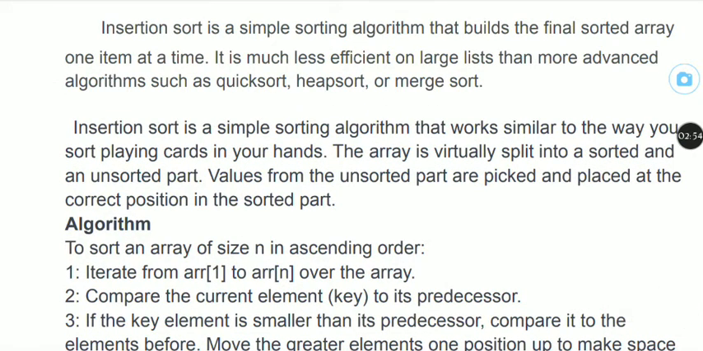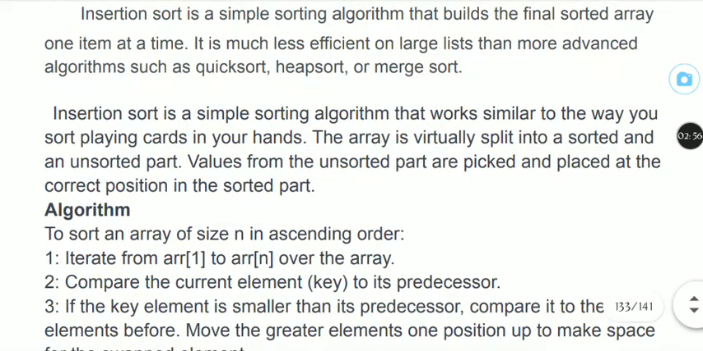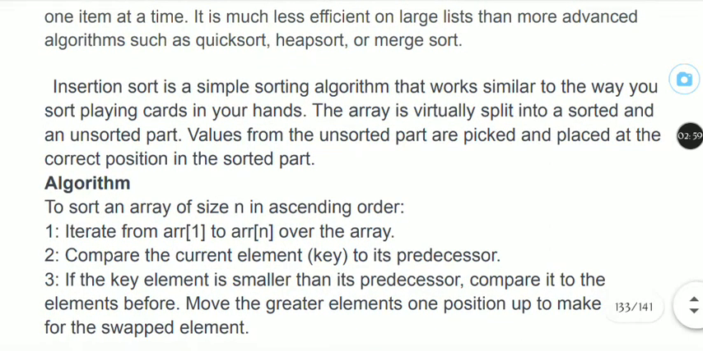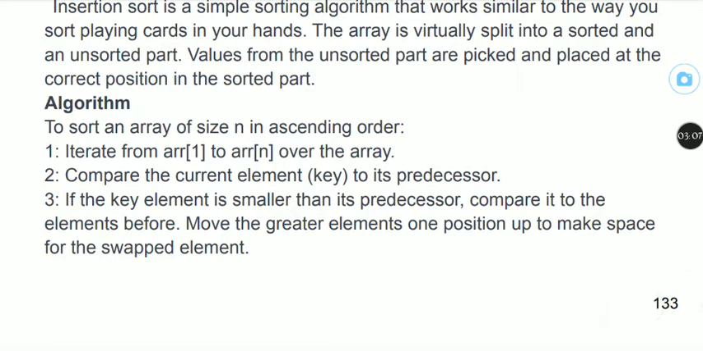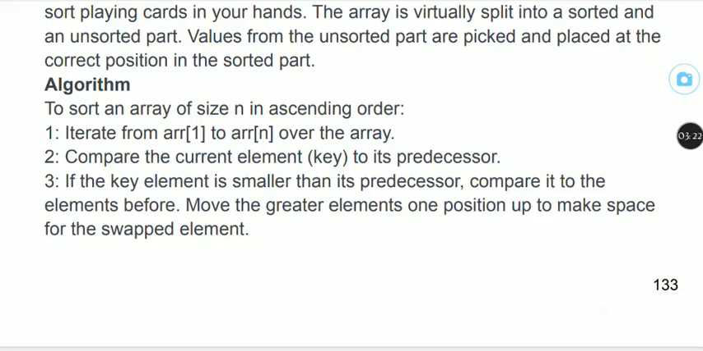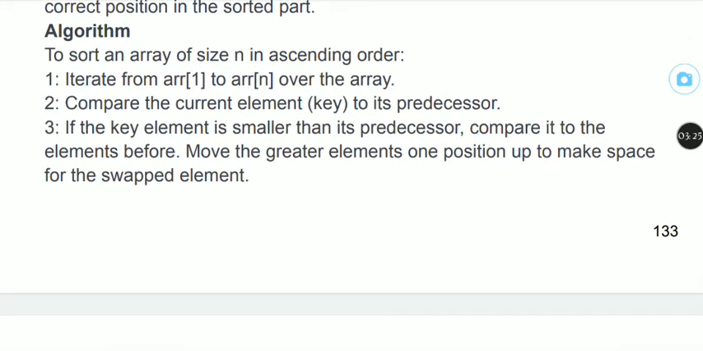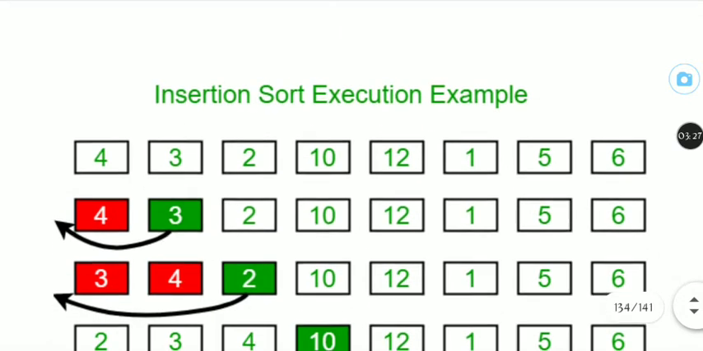Insertion sort is a simple sorting algorithm that works similar to the way you sort playing cards in your hand. The algorithm of insertion sorting is to iterate from the first element of the array to the n-th element. By comparing the current element, the key, it will insert the element. If the element is greater than the comparing element, it will swap.